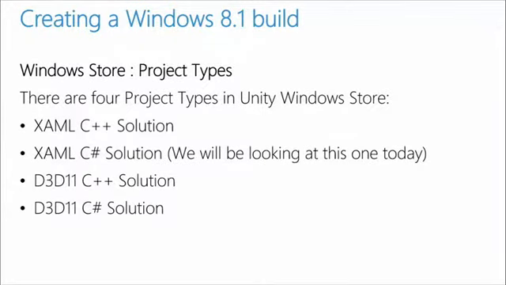Now let's talk a little bit about creating the Windows 8 build. You have a few options when it comes to project types. You've got the XAML C++ solution. You've got the XAML C# solution, which is actually the one that we're going to look at today. You also have the D3D11 C++ solution. That's the DirectX solution; D3D11 stands for DirectX 11. And then, of course, you've got the D3D11 C# solution.